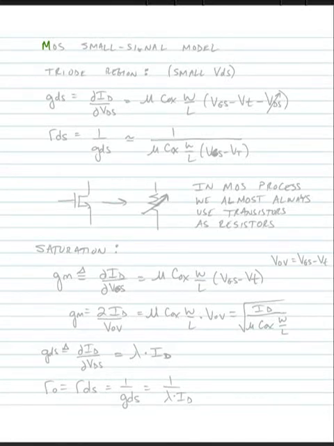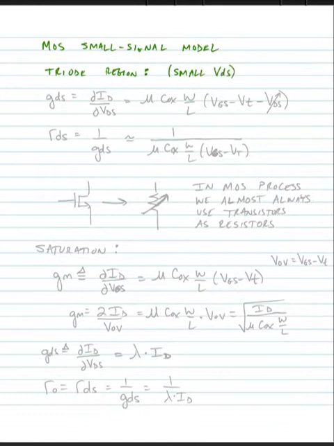We'll now look at the MOS small signal model and find that it's actually very similar to the BJT small signal model. Okay, first we'll look at the triode region. And the triode region is, of course, when we have a small drain to source voltage.